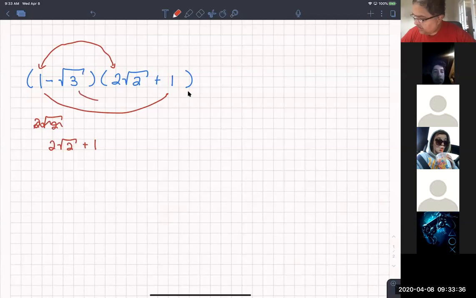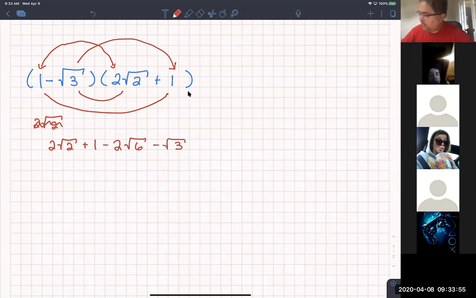Then the inside, 2 root 6. Positive or negative? Negative. Don't forget about your signs, okay? And the last, negative 1 root 3. Okay. Is there anything else I can do? No, I don't think so.